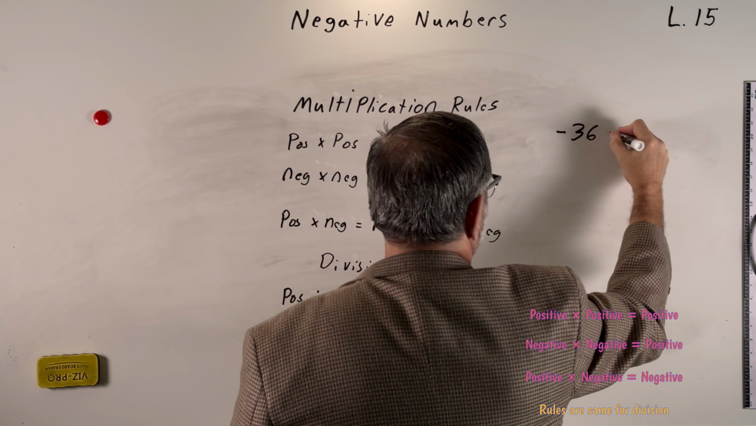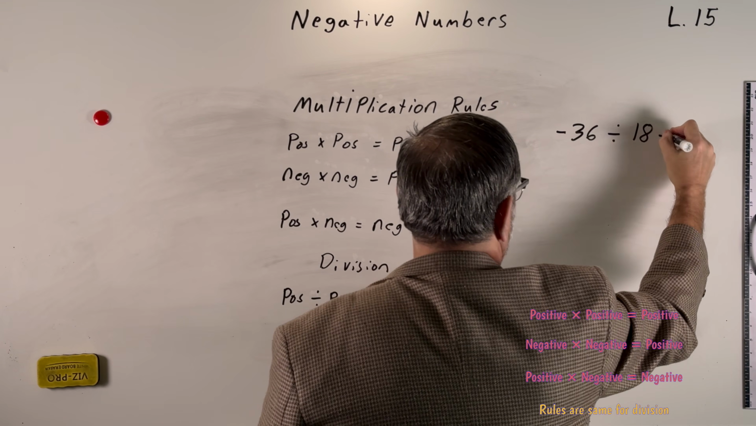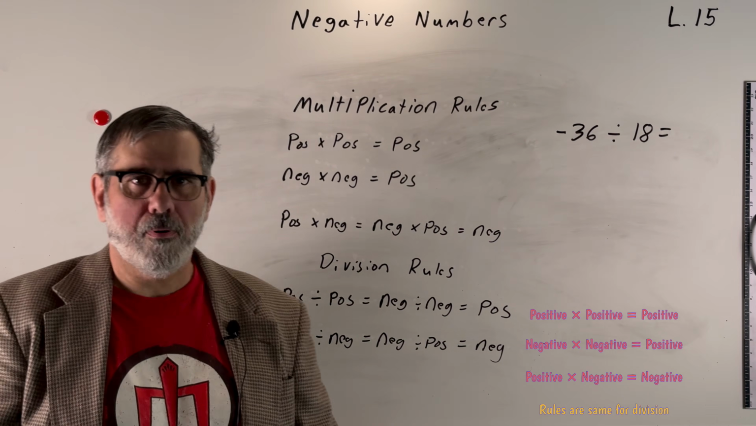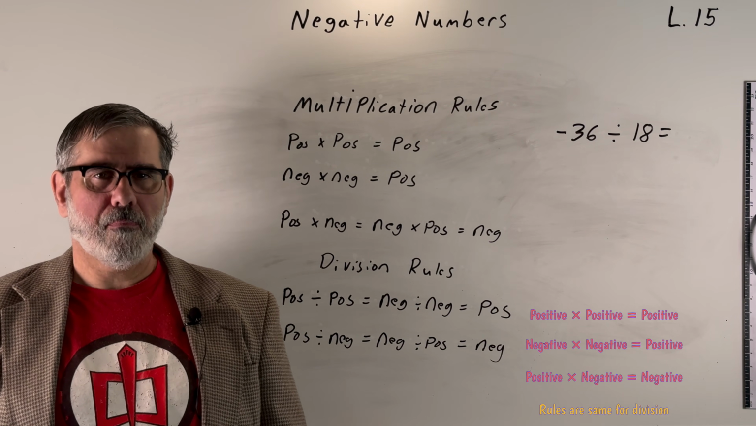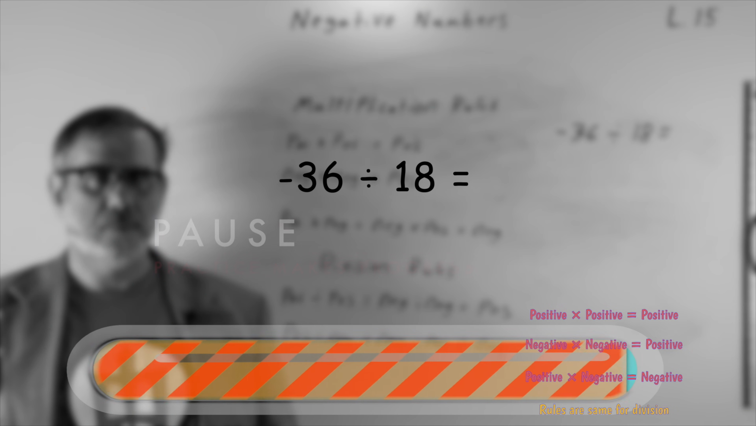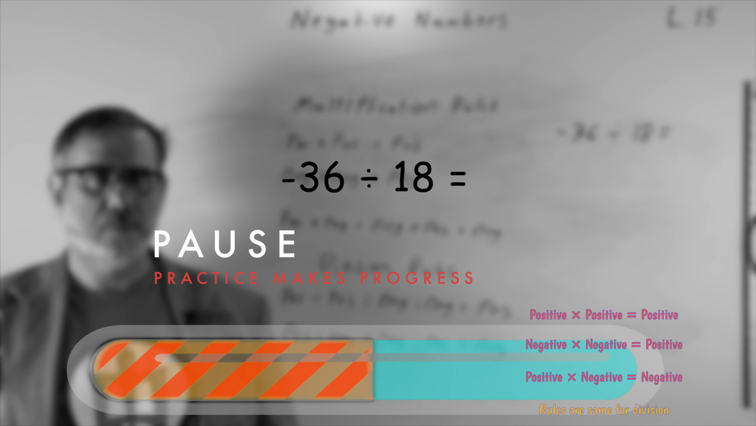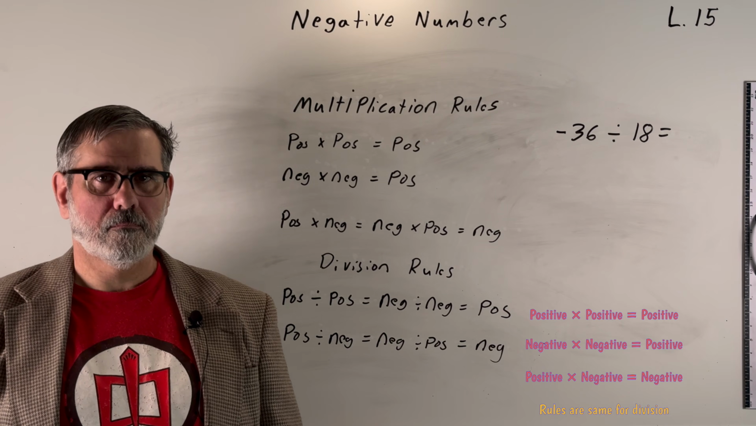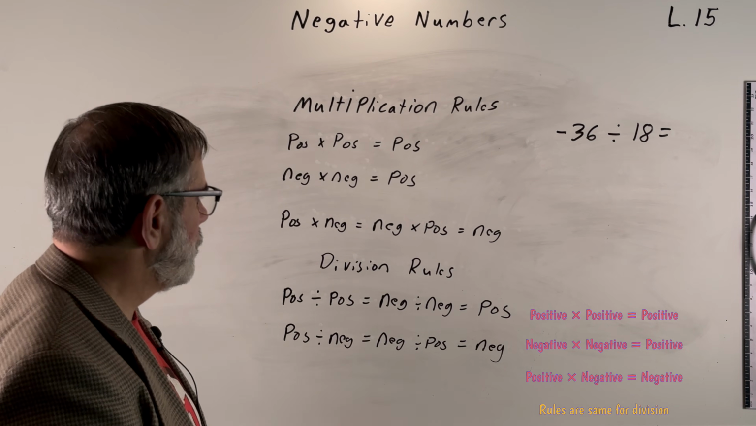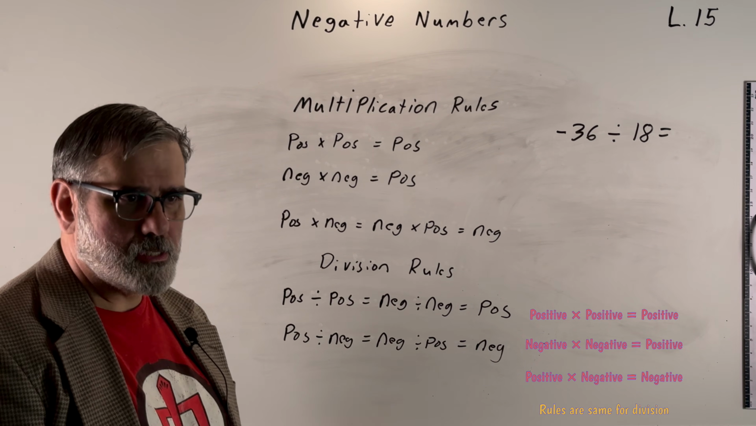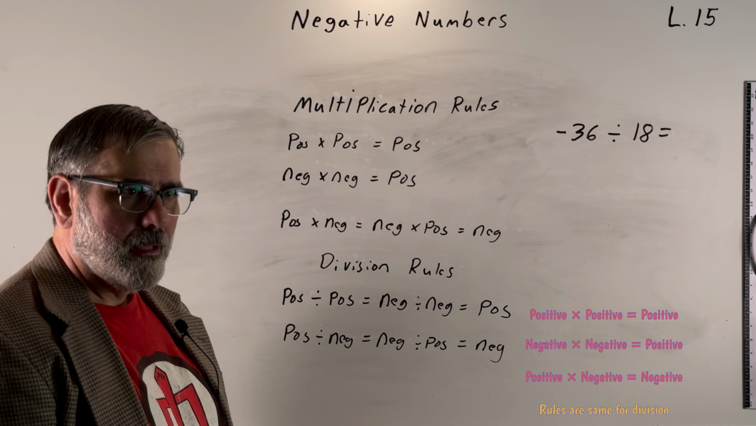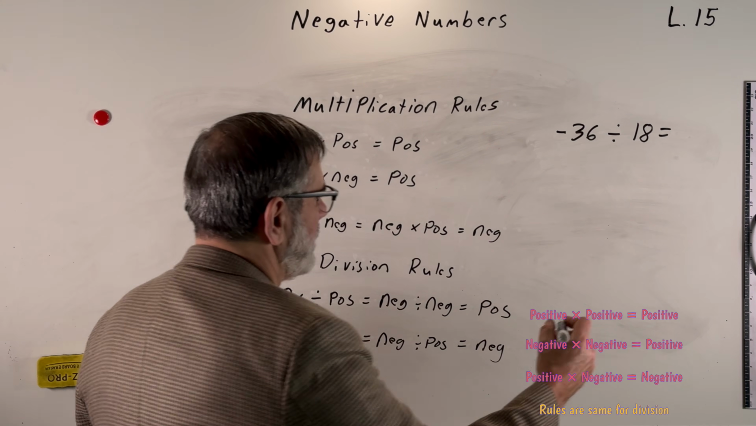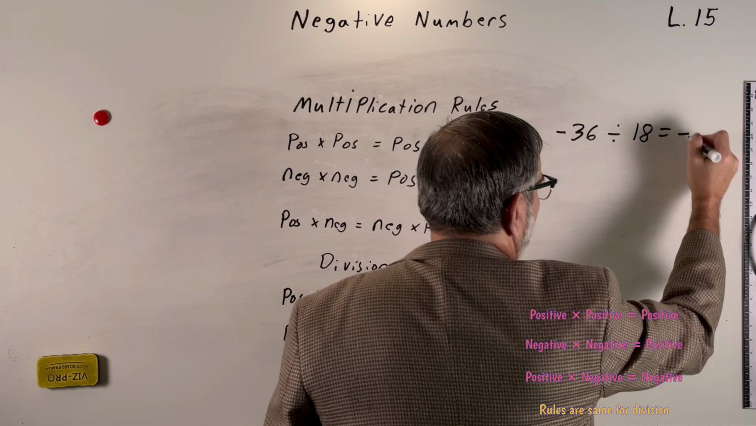Minus 36 divided by 18. So pause the video, try that one now, come back when you have your answer. Well, what does the rule say? That's a negative divided by a positive, so it's going to be what? The negative answer, right? So we're going to have a negative sign for our quotient here.